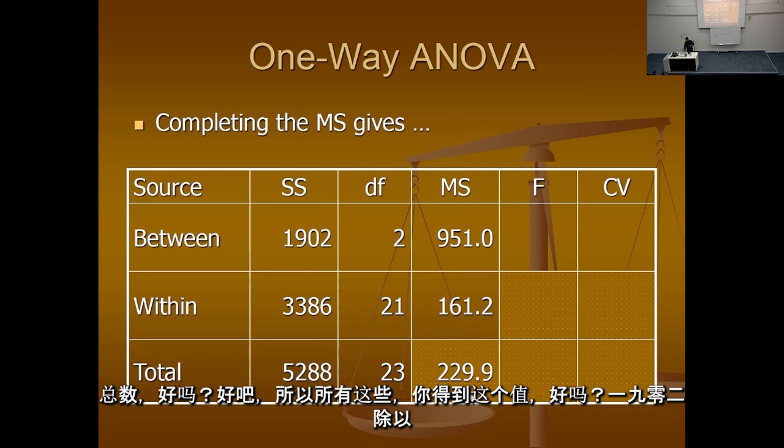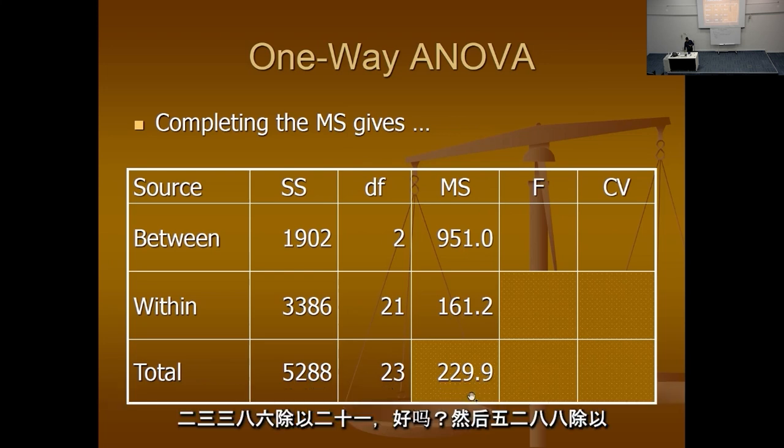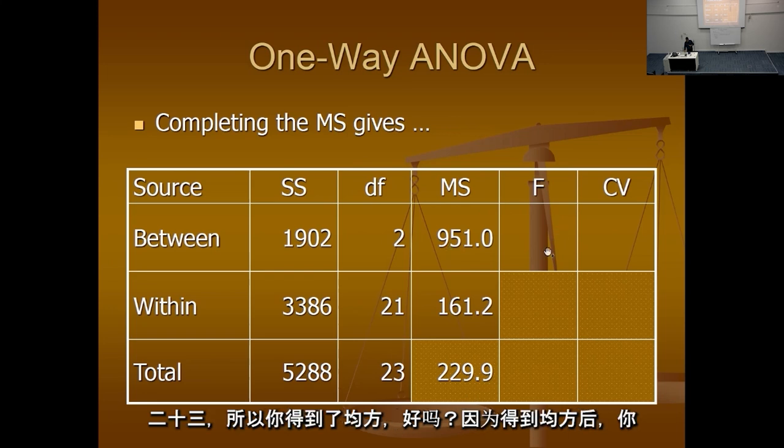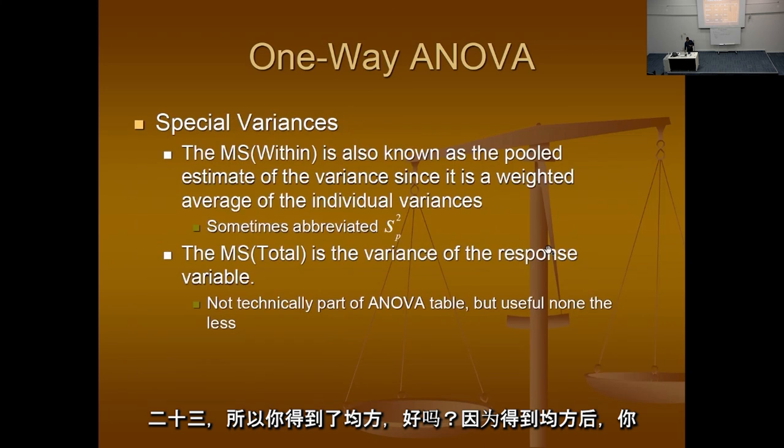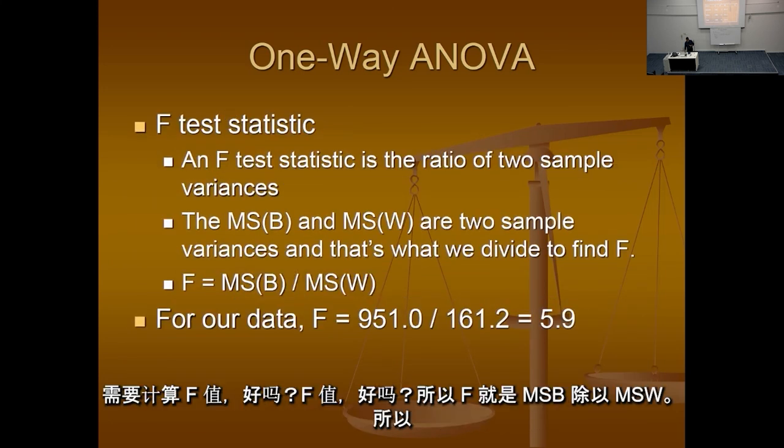1902 divided by 2, 3386 divided by 21, and then 5288 divided by 23. So you get the mean squares. Because after you get the mean square, then you need to calculate the F value. F will be the MSB divided by MSW.